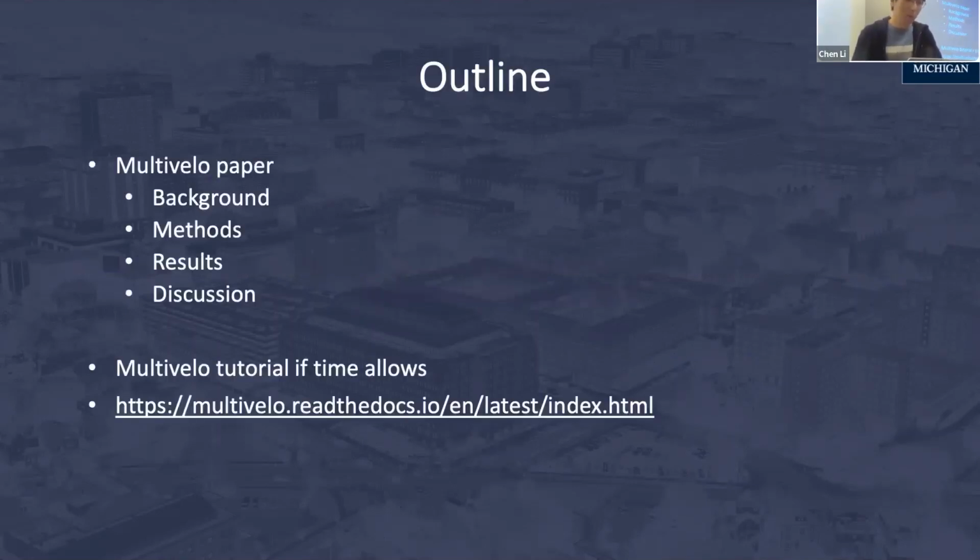Today I will go through the MultiVelo paper recently published. I will go through the background, methods, results, and then the discussion. If time allows, I will show a short MultiVelo tutorial.